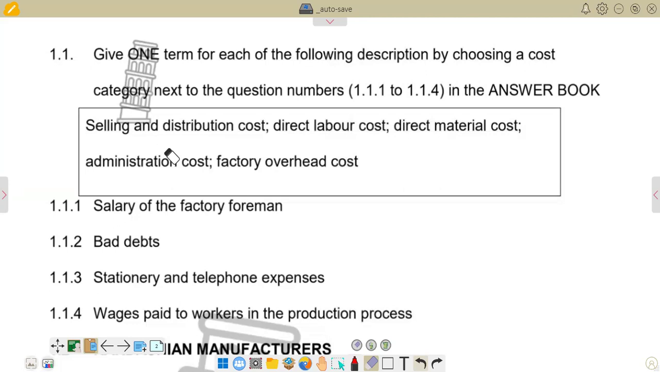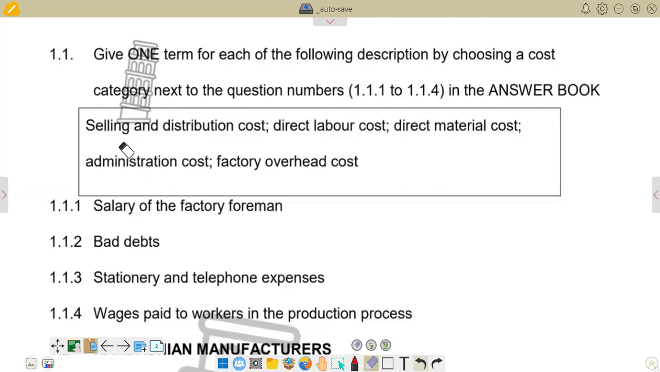In this video, we want to look at the topic of cost accounting, and we're going to look at the questions from the past exam paper. This is question one on that question paper, and it reads: give one term for each of the following descriptions by choosing a cost category next to the question numbers, that is 1.1.1 to 1.1.4 in the answer book.